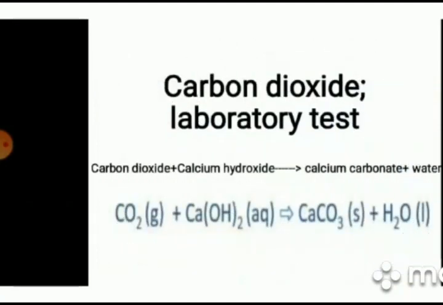Let's have a look at the equation. Carbon dioxide, that is CO2, plus calcium hydroxide, Ca(OH)2, gives us calcium carbonate, CaCO3, plus water, that is H2O. So these are the element symbols and the chemical formulas that are used to represent this chemical equation.